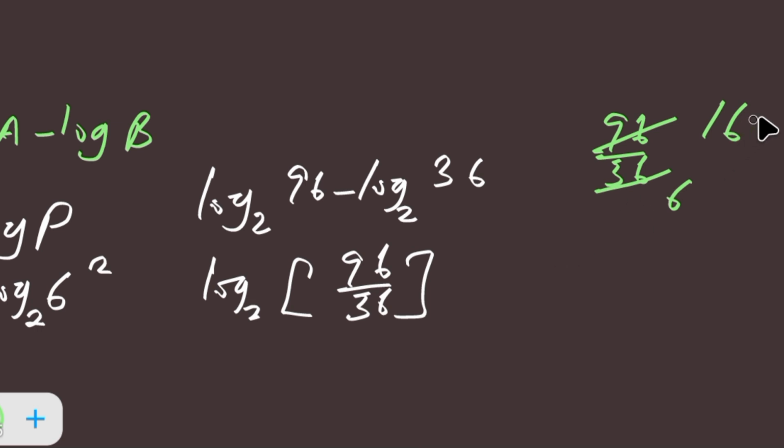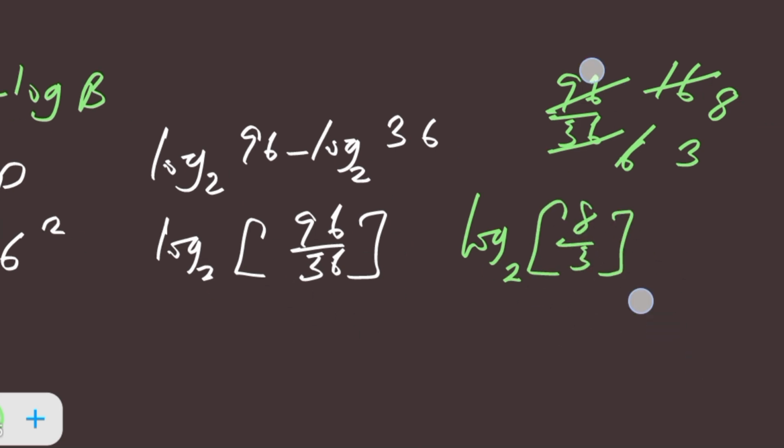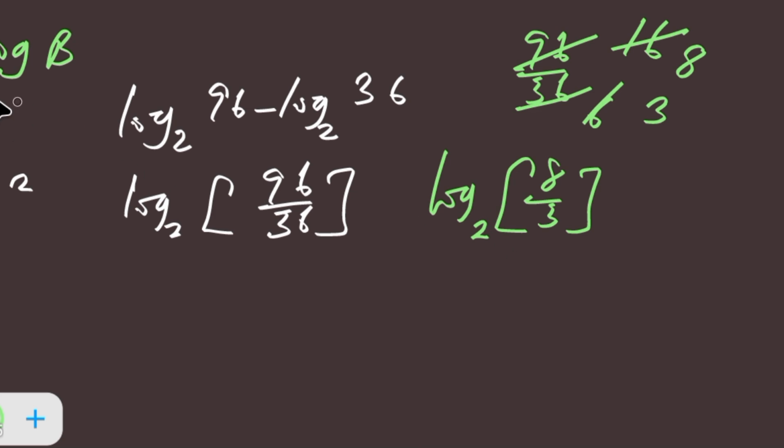Then I can go with 2 again. This one will give me 8, this one will give me 3. So I just have log to base 2 of everything in this bracket, 8 over 3. You understand? So I can convert back to my subtraction. That will be log of 8 to base 2 minus log of 3 to base 2.